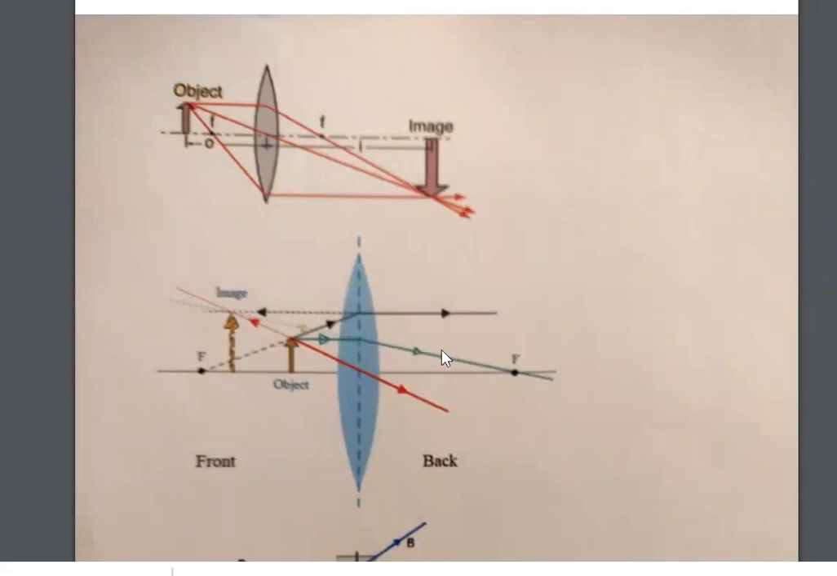and then it gets bent to go through the back focal point. Our second ray goes through the focal point. So that's what happened here. It went through our focal point and becomes parallel.